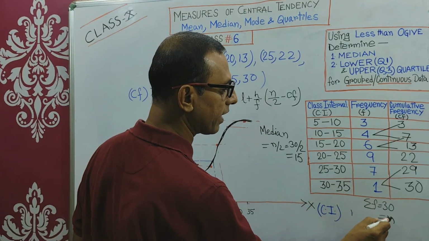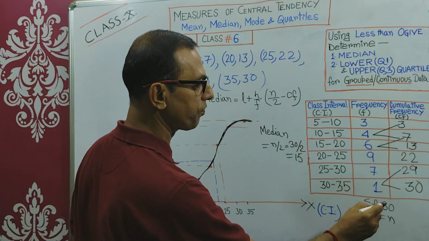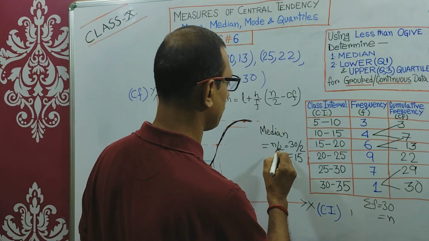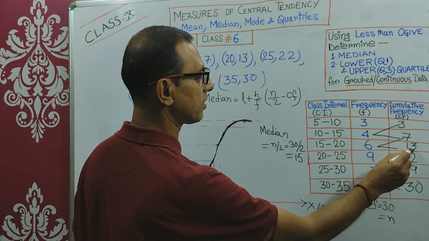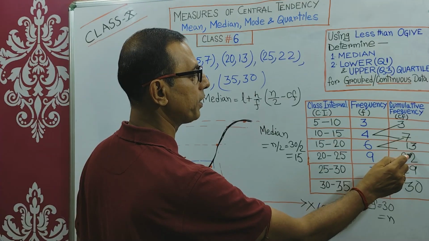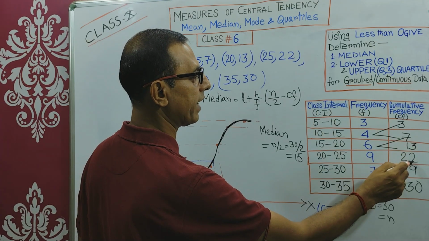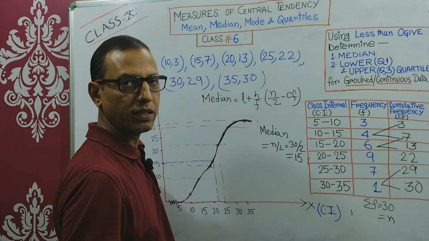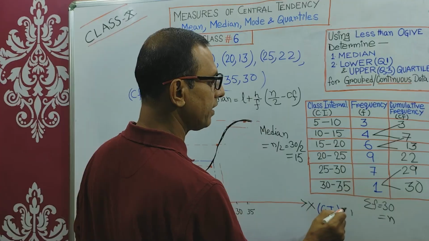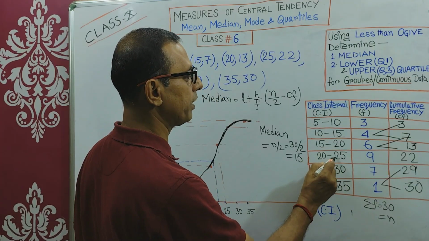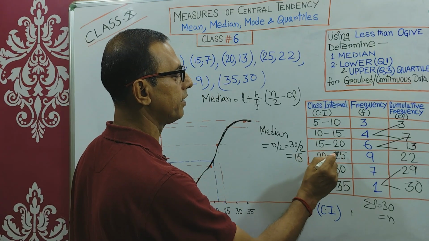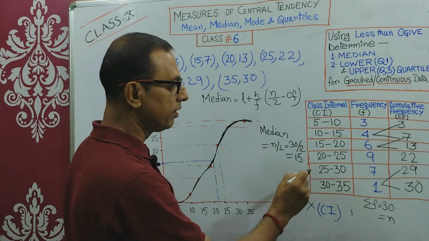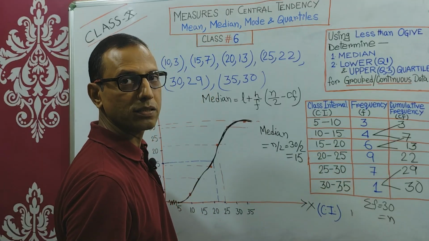So when you see that n by 2, that is the summation of f n by 2, the median class, here you can see n by 2 equals 15. That means the median class, because starting from the 14th till the 22nd, 20 to 25, these are 9 observations, right? So the 15th position is coming under 20 to 25. So the median is coming under this class interval 20 to 25. Therefore 20 to 25 is the median class.